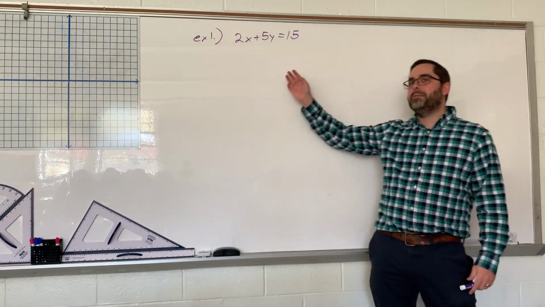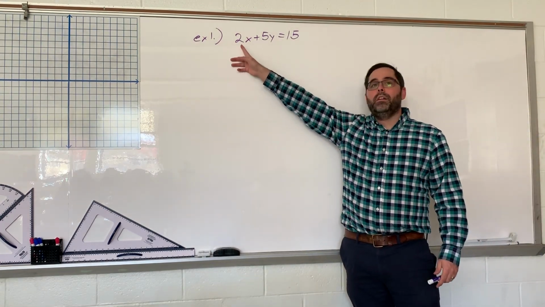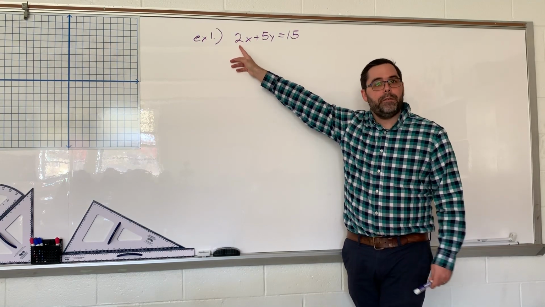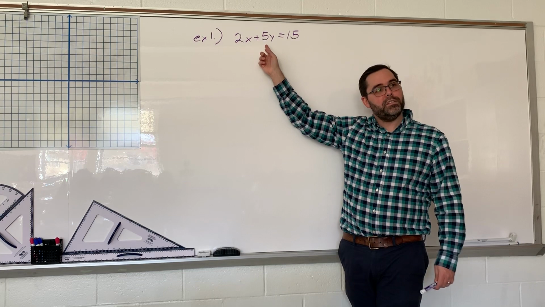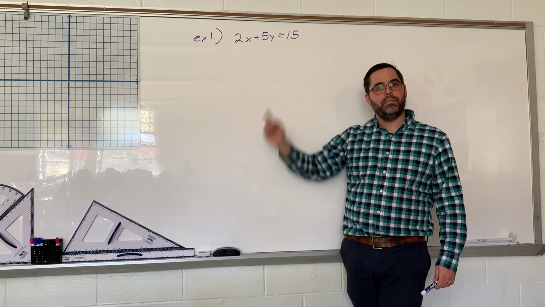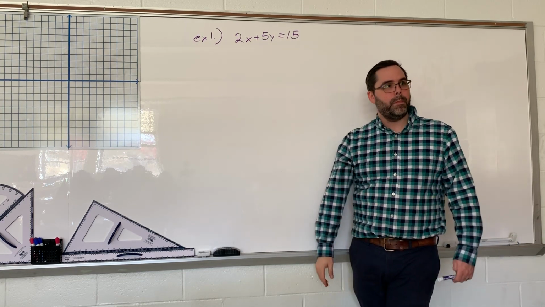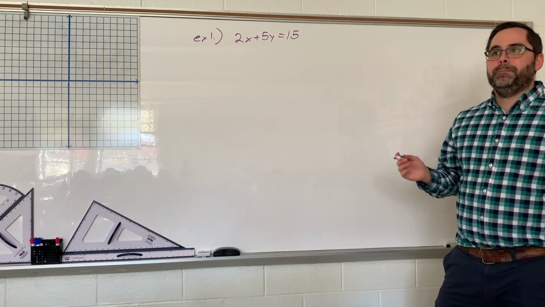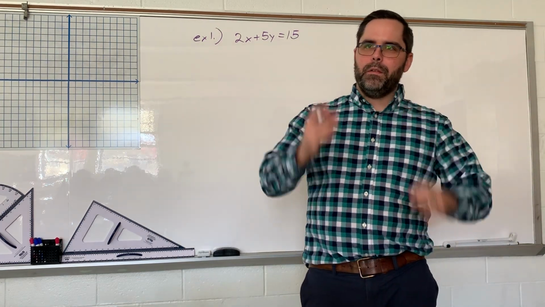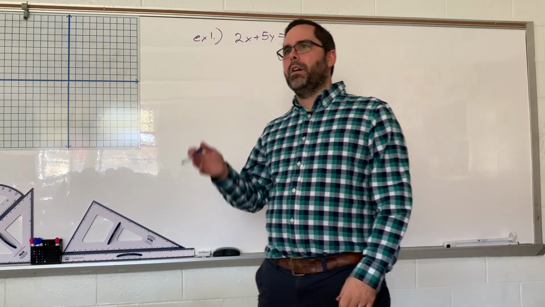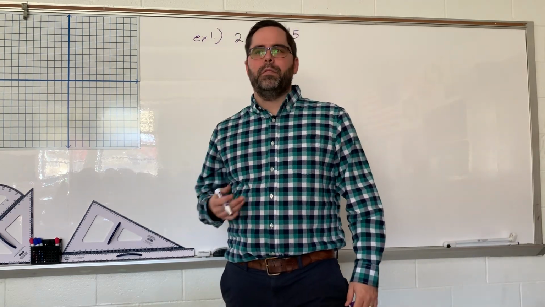This is in standard form because the leading coefficient A is a positive integer, B is an integer, and C is also an integer. So this is in standard form. I showed you guys last week, we went over the pirate method. That's the shortcut. So I'm going to show you the reason we're allowed to do that.